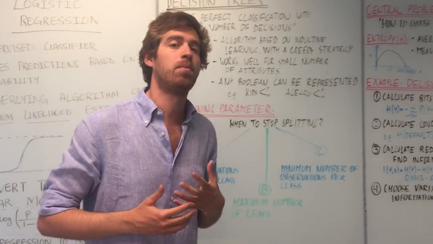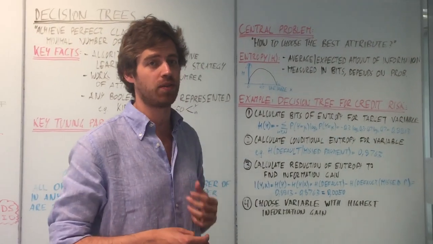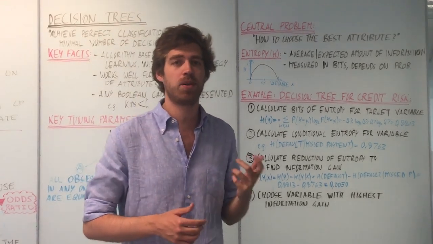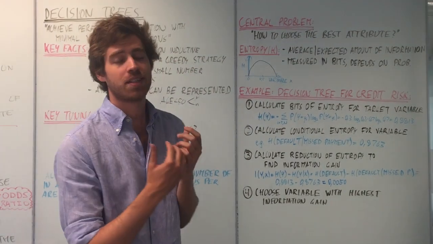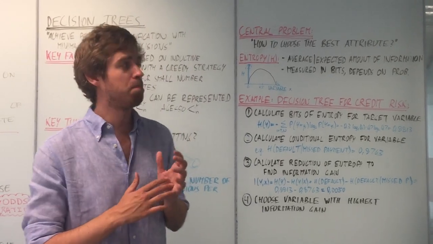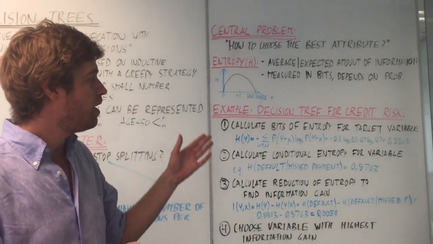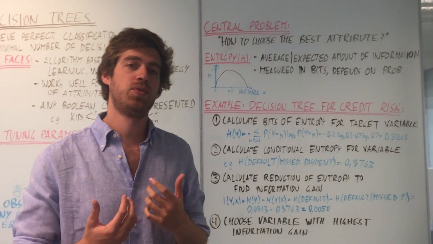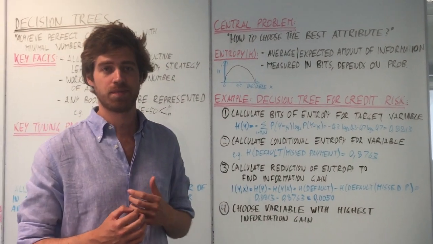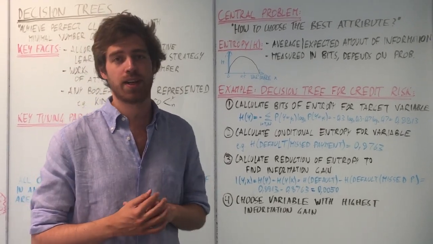The central problem about decision trees is how to choose the best attribute for the algorithm. And to do that, we're using a concept called entropy, which measures the average or expected amount of information, and it's measured in bits and depending on the probability of the variable. To make this a bit more clear to you, I will quickly run you through an example for credit risk default. First thing you do is you calculate the bits of entropy for the target variable.